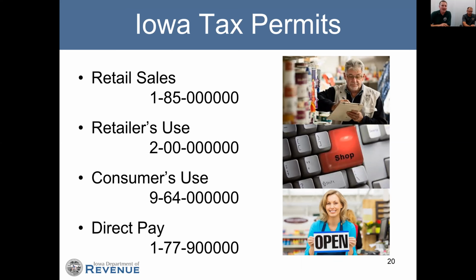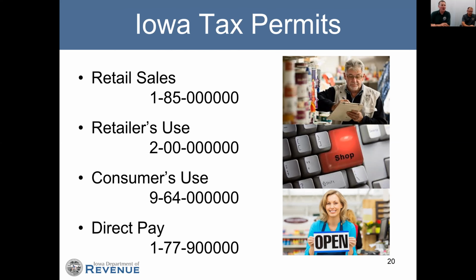We'll tell you why they need to do that here in just a few minutes. Consumer's use tax, which, again, we'll spend a little bit more time on here shortly. This one always starts with a 9. If you're located in Iowa, this is going to start with a 9. The county number, 64 in this situation, is going to be the county where they're located. So that's how our number sequence works.